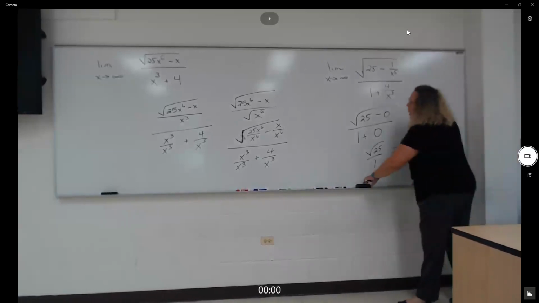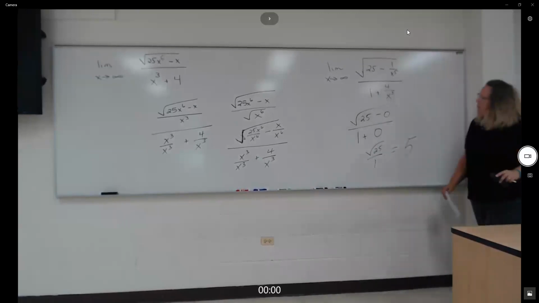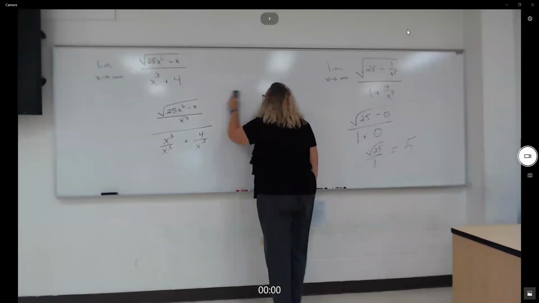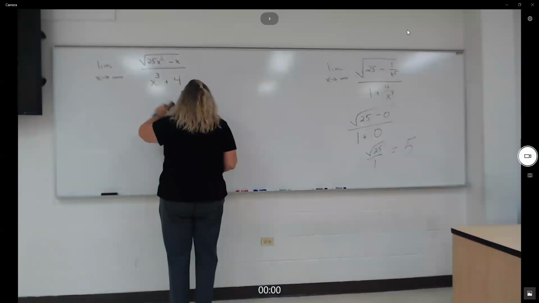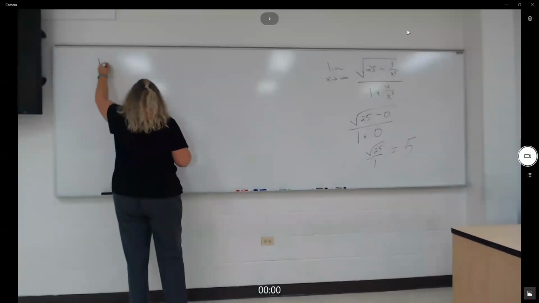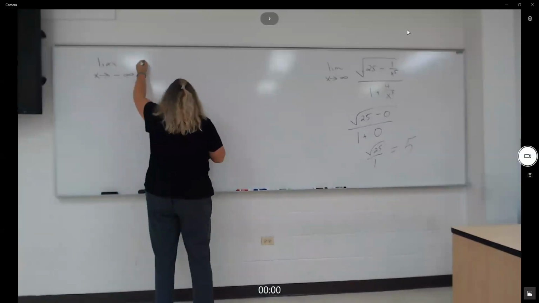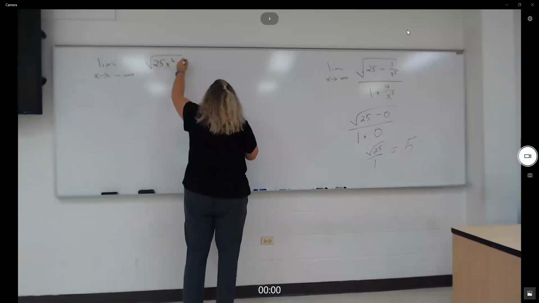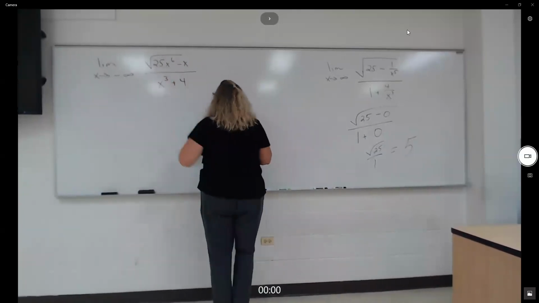Okay. Now this is where it gets even a little bit dicier. Let's take a look at the same problem. Well, let's rewrite it. So it's going to be the limit as x approaches negative infinity of the square root of 25x^6 minus x, over x^3 plus 4. Maybe I should have chosen a different one.